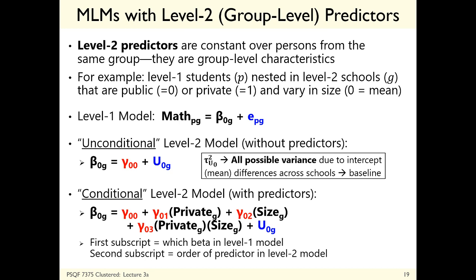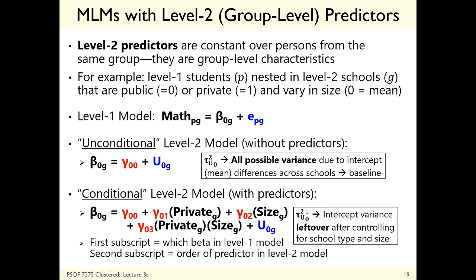Within the level 2 equation for beta 0, the second subscript indexes which predictor of that beta it is. So 0 is like the intercept of the equation. In this case, it is the fixed intercept. Gamma 01 for private is the first predictor of beta 0. Gamma 02 is the second predictor of beta 0, and then I put in their interaction as the third predictor of beta 0. If I had any other level 2 variables, what would their subscripts be? Not a trick. What comes after 3? 4, yes. Then 5, right?